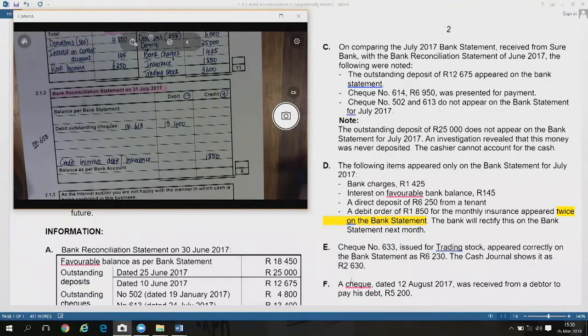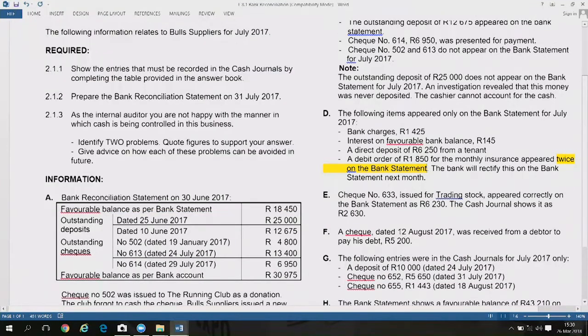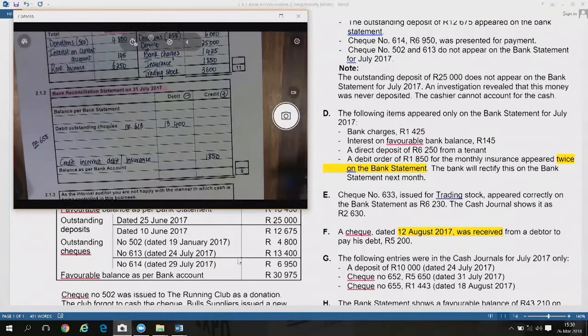A check post-dated for August, remember we are in July, was received from a debtor. Post-dated check received. Most of you will think of putting that check in the CRJ. Don't do it. A check that's post-dated that we received must be put in a safe place until the 12th of August. You cannot take it to the bank. The bank will return the check because of the date. So you just leave it alone and put it in a safe place.